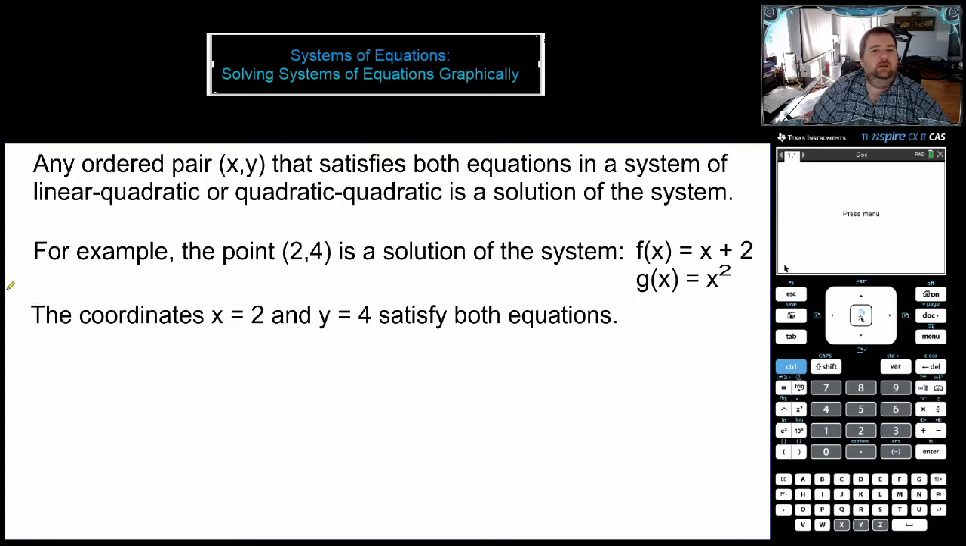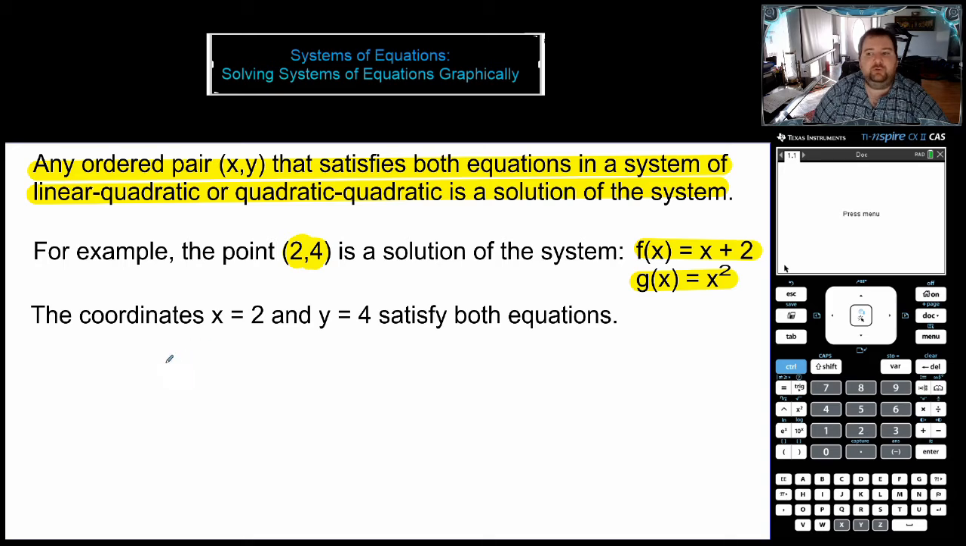All right. We should remember that any ordered pair that satisfies both equations in a system of linear-quadratic or quadratic-quadratic equations is a solution of that system. So for example, if we find graphically that (2, 4) is a solution of the system, then when we plug it into our equations, it should satisfy both equations. So let's go ahead and try that out.